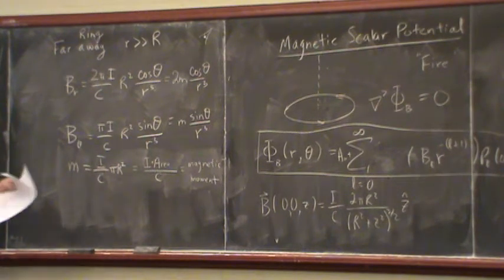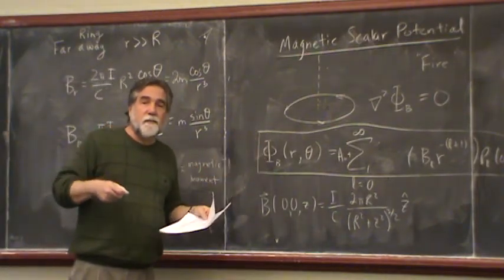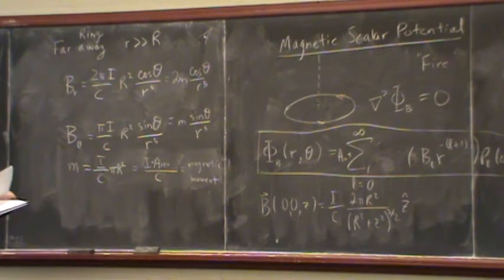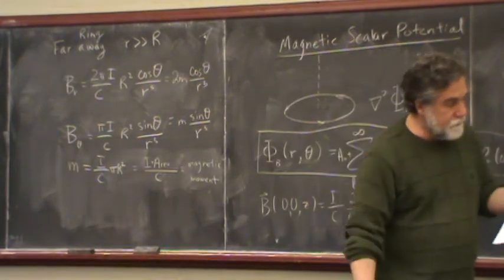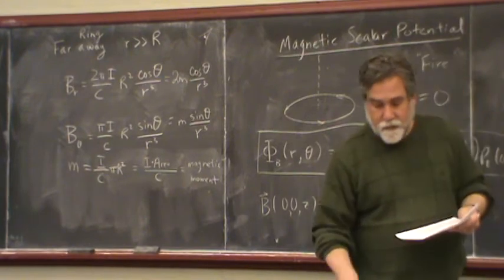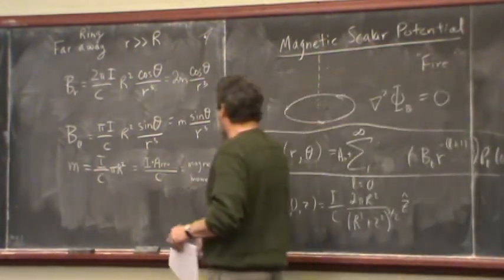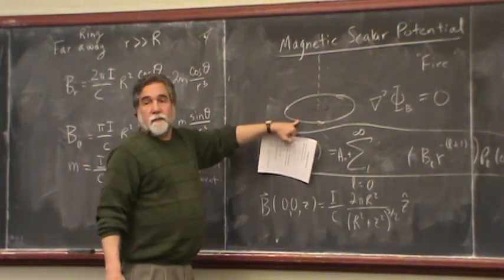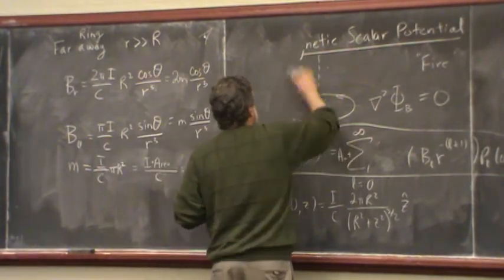Okay? There are other terms for the ring, but you get far enough away or you make the ring small enough, and these are the terms that are going to dominate: the magnetic dipole. All right. But we see here that there are other terms, and I just want to identify the other terms.